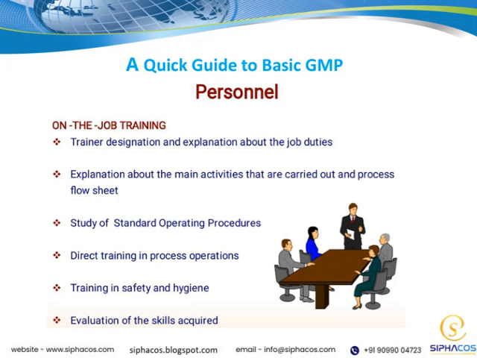Let's take a quick look at a basic guide to good manufacturing practices, or GMP. This slide is all about the key points you need to understand to ensure quality and safety in manufacturing. First, GMP sets the foundation for producing consistent, high-quality products. It covers everything from proper cleanliness and hygiene to the correct handling of raw materials. It's essential to emphasize that GMP isn't just a set of rules. It's about creating a culture of quality in every step of the process.